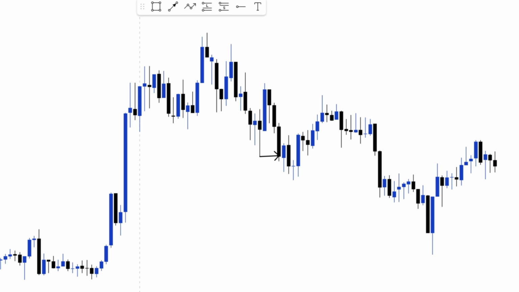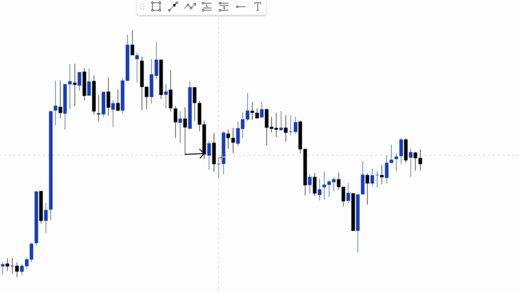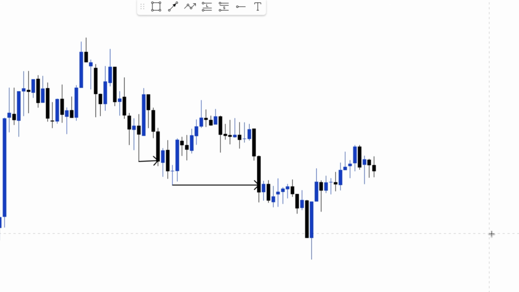Some people would draw their change of character like this. Some would say after all of this consolidation is broken, this is a change of character. Both are correct. It's fine. However, this is the major change of character we had. So now price has played around again, and then now we have a break of structure right here. Cool. So we know the direction.